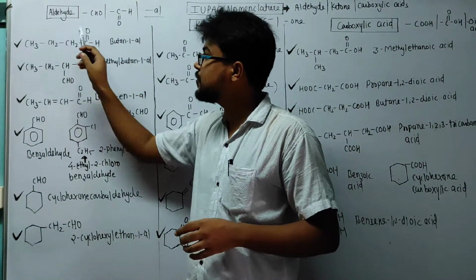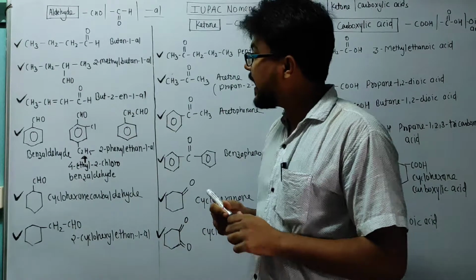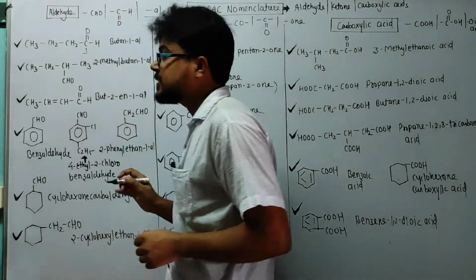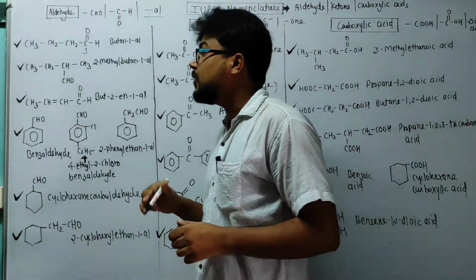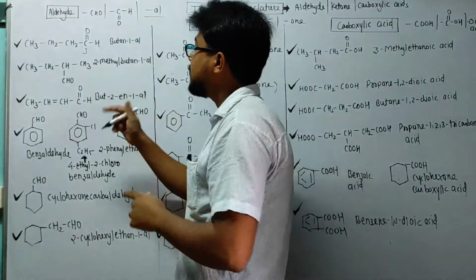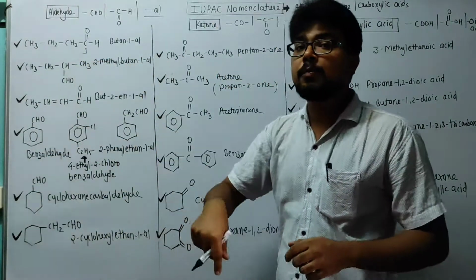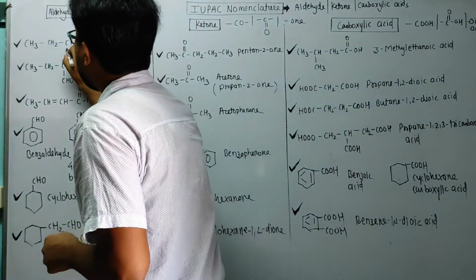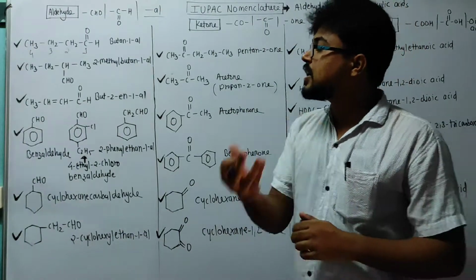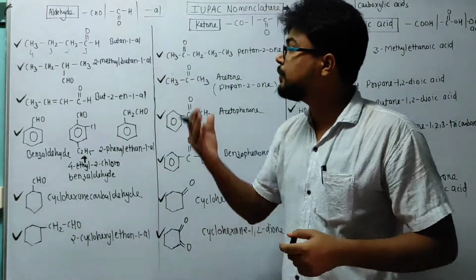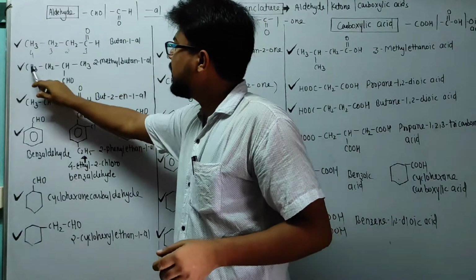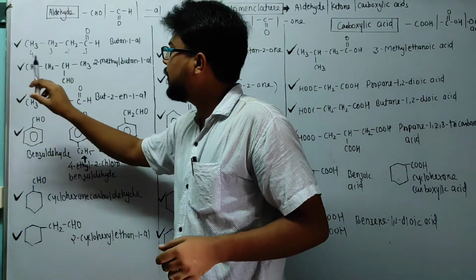CH3, CH2, CH2, CHO. As I discussed, the carbon of the functional group will be counted in the parent chain, and numbering will start from that carbon only, because it is a VIP functional group. So 1, 2, 3, 4, 4 means butane, and the position of aldehyde is 1. So butane 1 al or butanal. Check here, 1, 2, 3, 4 and 1.